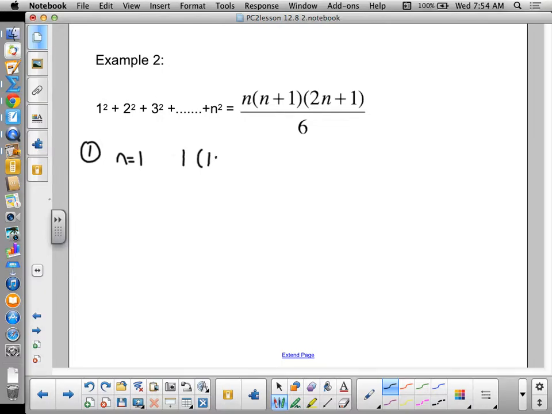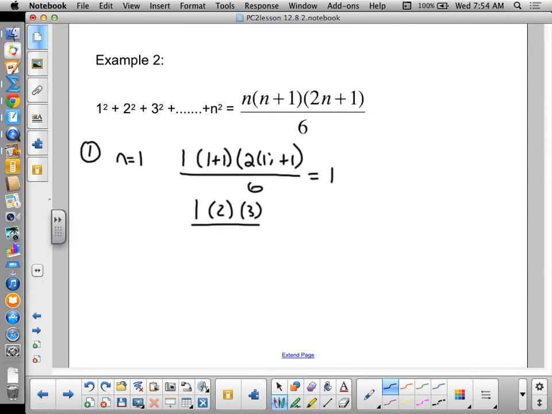For n equals 1, we get 1 times 1 plus 1 times 2 times 1 plus 1, over 6 equals 1. Well, that's 1 times 2 times 3 over 6 equals 6 over 6, which is indeed 1. So I've just proven that it's true when n equals 1. I substituted 1 into the formula and showed that the sum of one term is exactly 1 squared, which is 1. Yay. It seems kind of trivial, but it's what we need to do. Second, I assume it's true for n equals k.